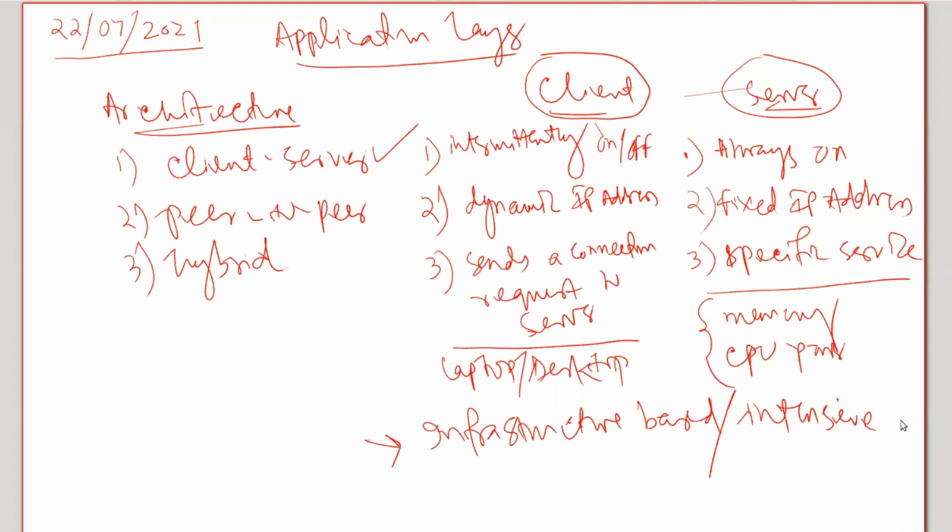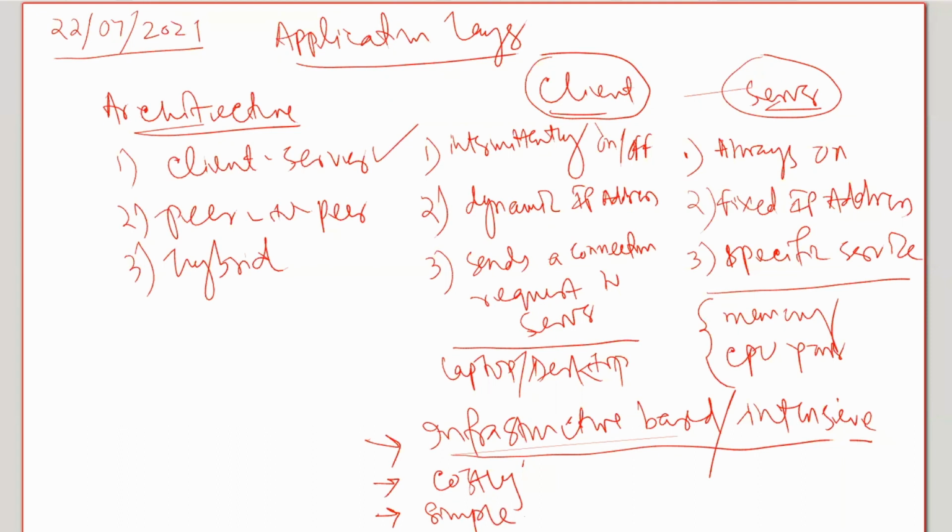Then only, and it has to be always on. Then only, at any point of time, any client that wants to connect with the server can connect and get the service. So infrastructure first of all needs to be in place to make this client server architecture possible. If it is infrastructure based, needing infrastructure beforehand, then obviously it is more costly in terms of communication. But it is very simple in nature.